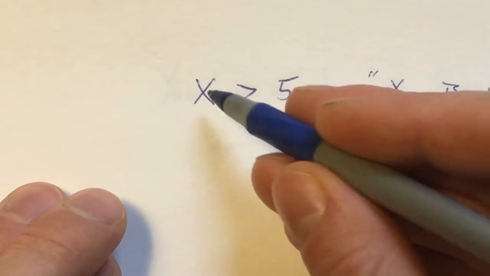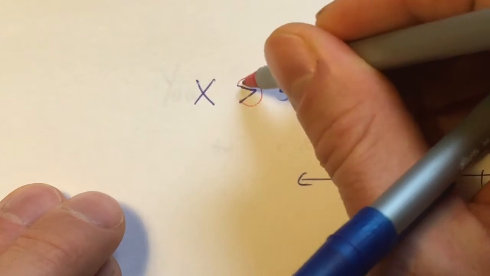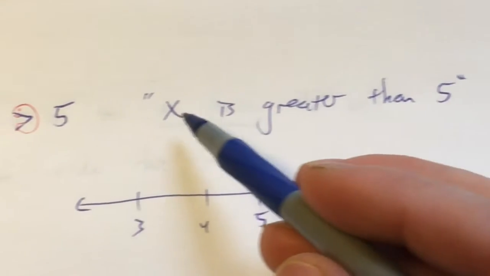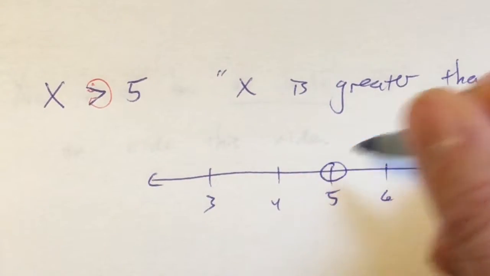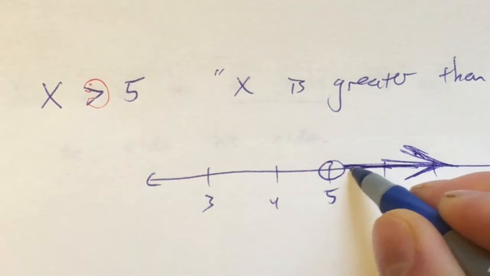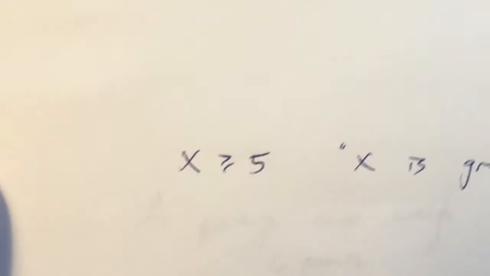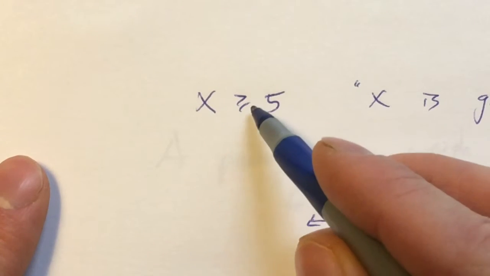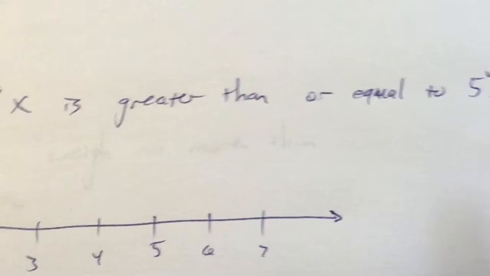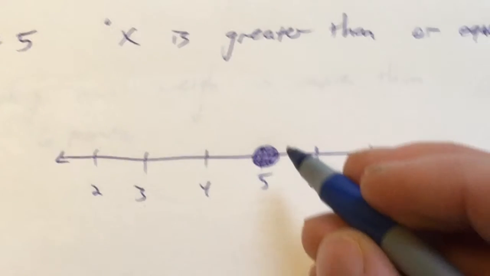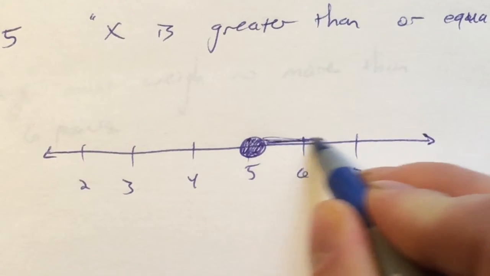Or you could have the symbol facing this way, and then all of a sudden Pac-Man is now facing the x. So in this case, x is greater than 5, and so I put a circle around my 5, and now I shade in this direction. X is greater than 5, and over here, x is greater than or equal to 5. You take half the equal sign and you put it underneath the inequality. So x is greater than or equal to 5, and I put a circle around my 5. This time I color it in, because not only am I greater than 5, I can also be equal to it. So I shade the 5 in.